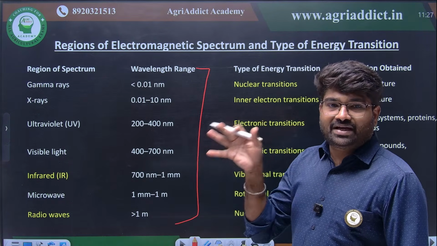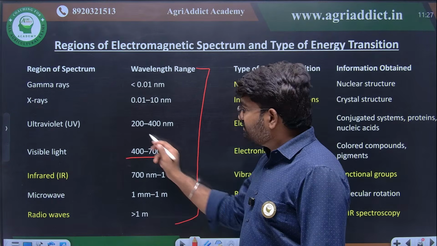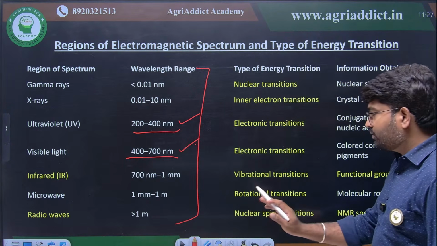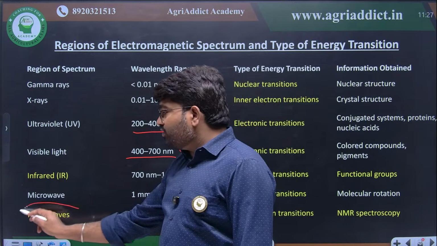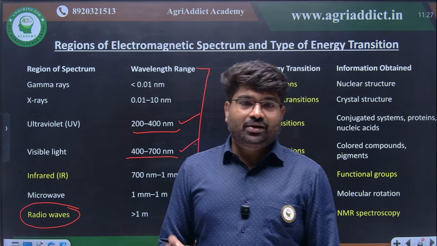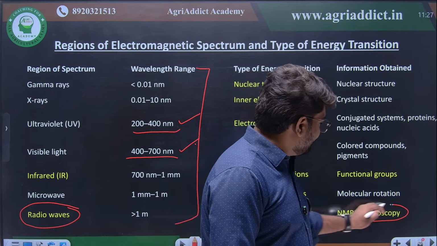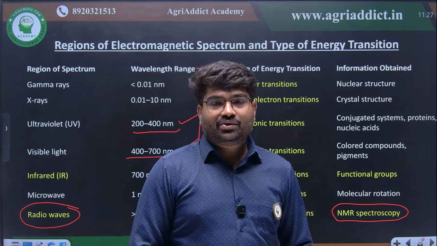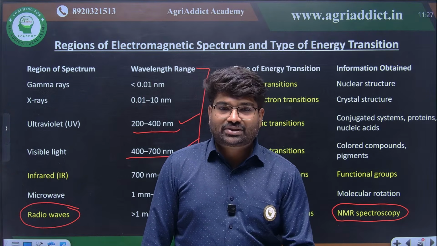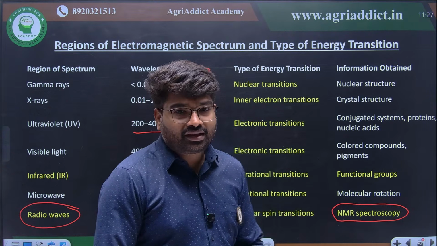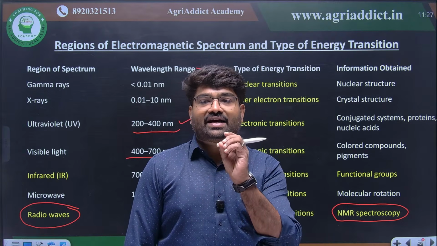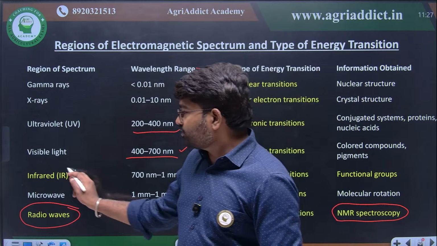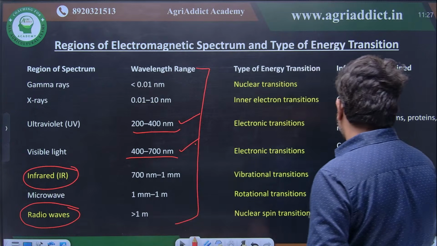So UV-visible spectroscopy means the light source we are giving is in the UV and visible range. Then the most important thing you have to remember is that radio waves are used in nuclear magnetic resonance spectroscopy. This is another important thing. Another important thing: if you want to find the functional group in a molecule, we use infrared or IR spectroscopy. Okay, clear.